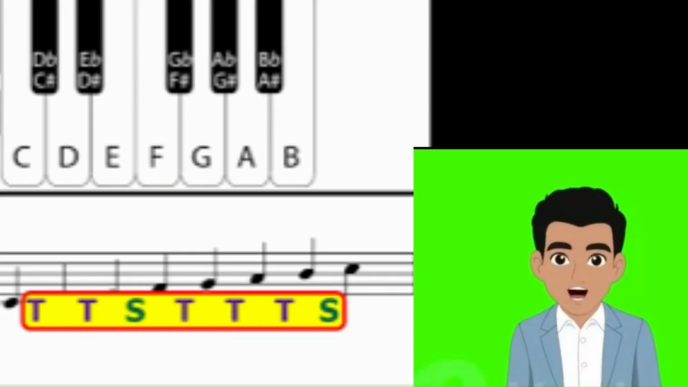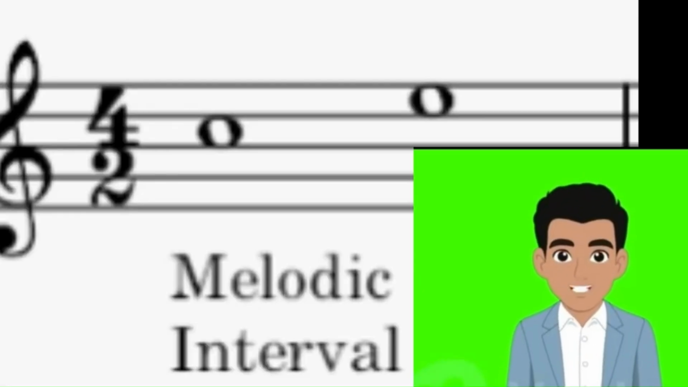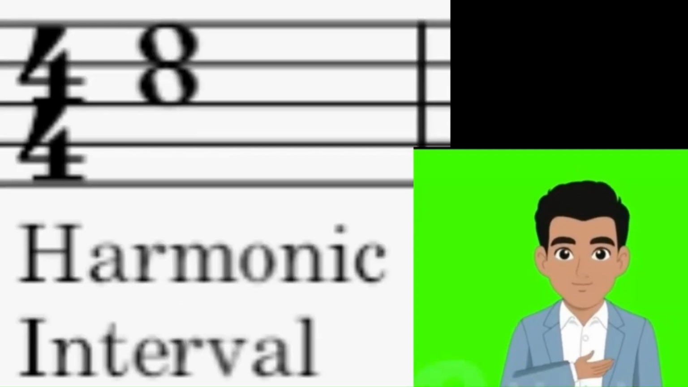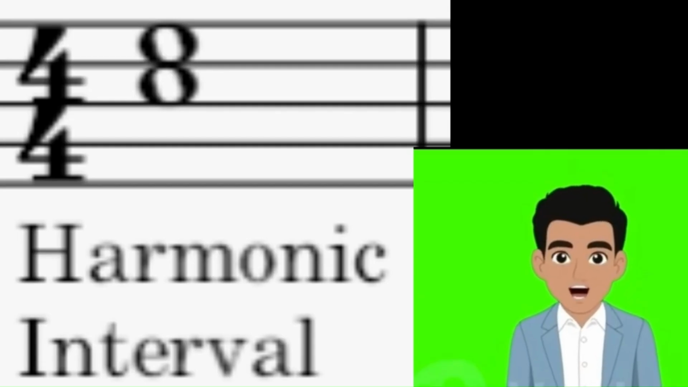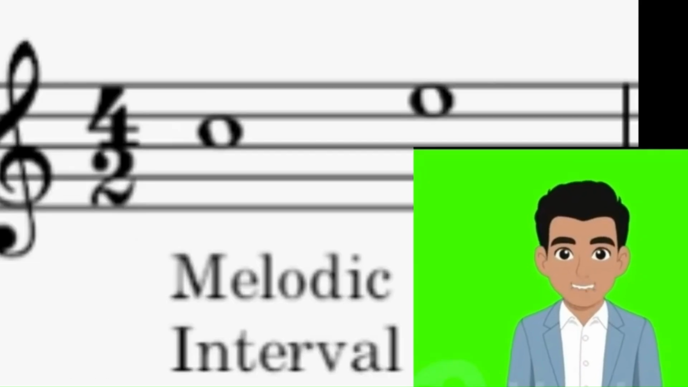Intervals can be sounded in two different ways. 1. Melodically, that is, two notes following each other, or 2. Harmonically, meaning two notes at the same time. This therefore means that we have melodic and harmonic intervals. Let's listen.